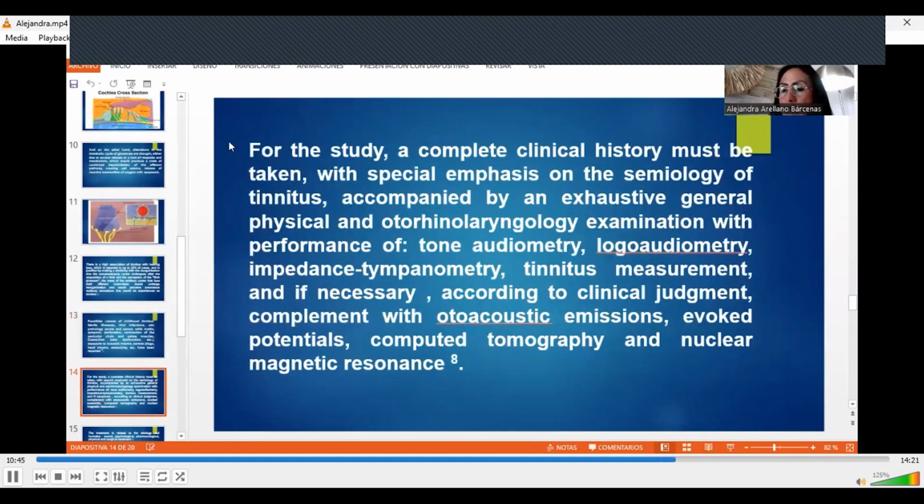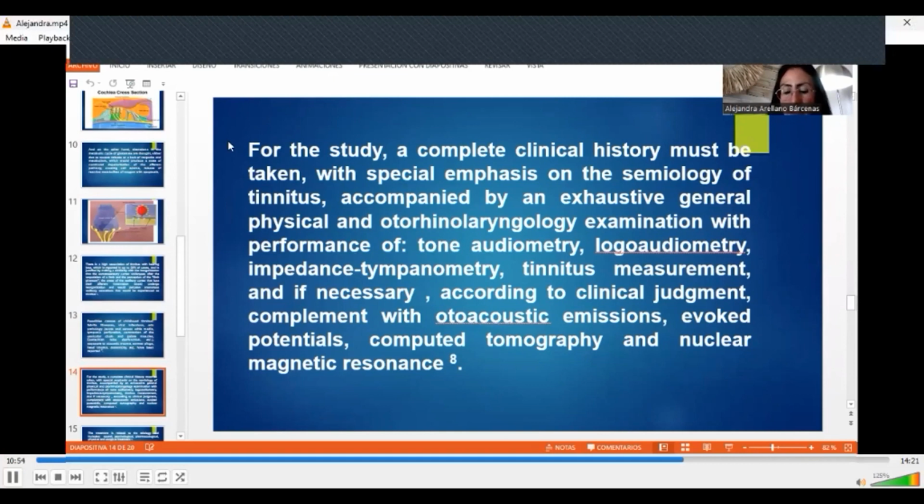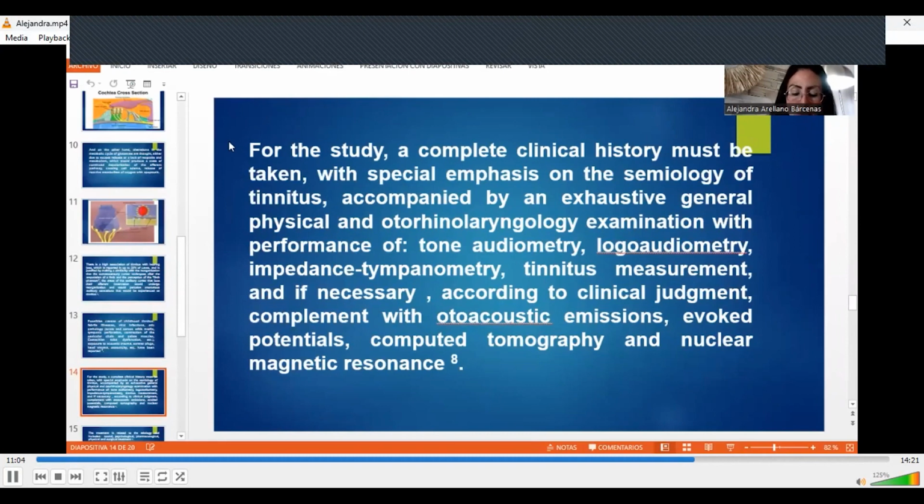And if we have a pediatric patient with the symptom, we need to make a complete clinical history with a special emphasis on the semiology of the symptom, accompanied by an exhaustive general physical and otorhinolaryngology examination with performance of tone audiometry, logoaudiometry, impedance tympanometry, and tinnitus measurement.